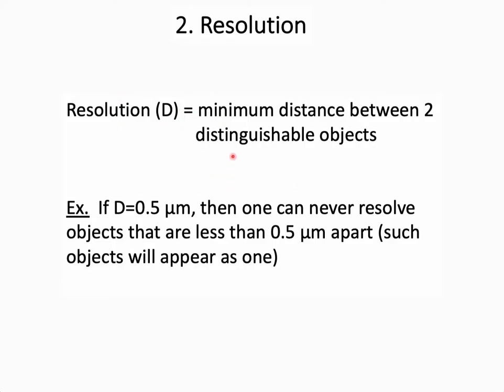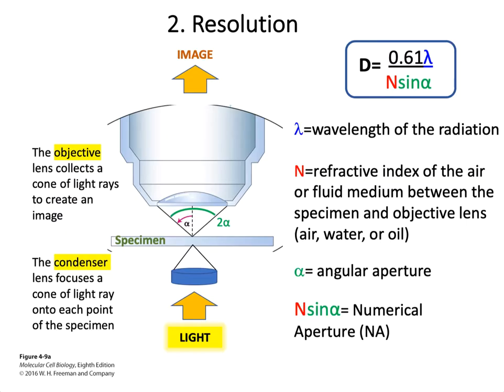Resolution is denoted by the letter D, and here is a second definition so you can understand the concept. Resolution is the minimum distance between two distinguishable objects. For example, if your microscope system has a resolution of 0.5 microns, it means you can never distinguish objects less than 0.5 microns apart. If less, the objects will appear as one. So how do you calculate resolution? Here is a formula for resolution.